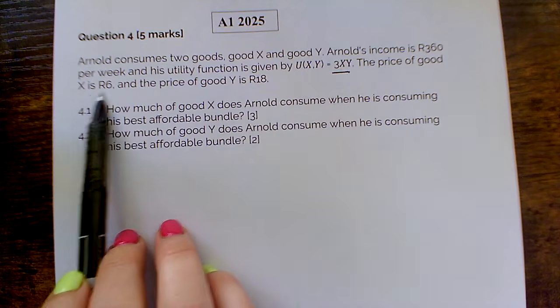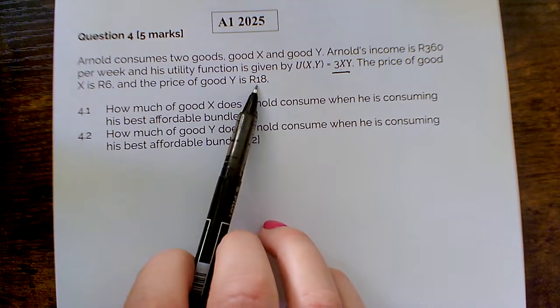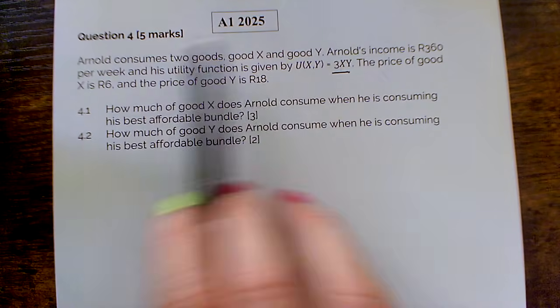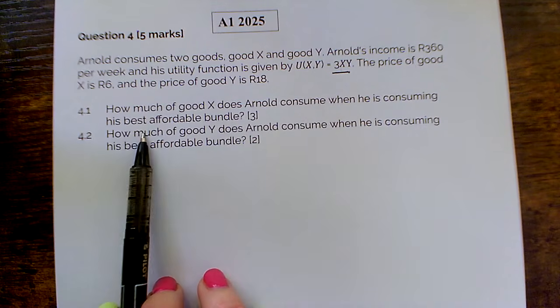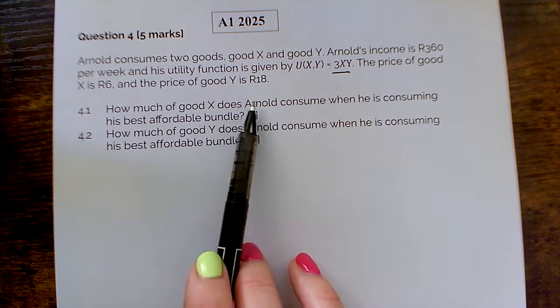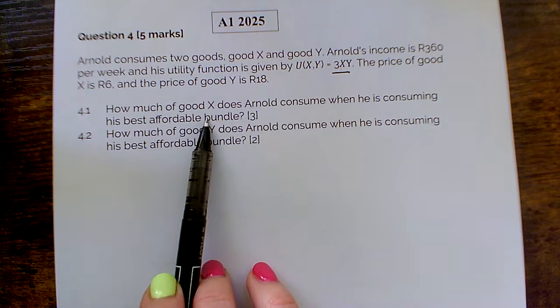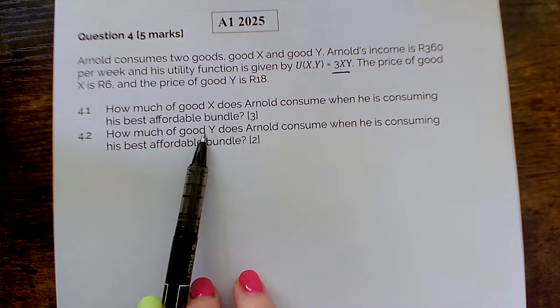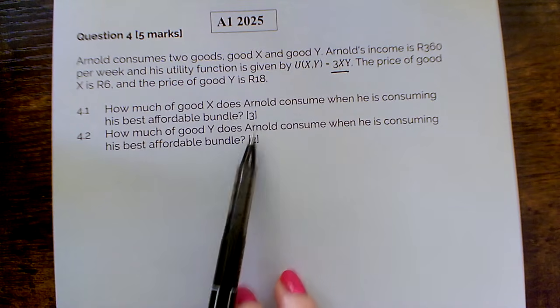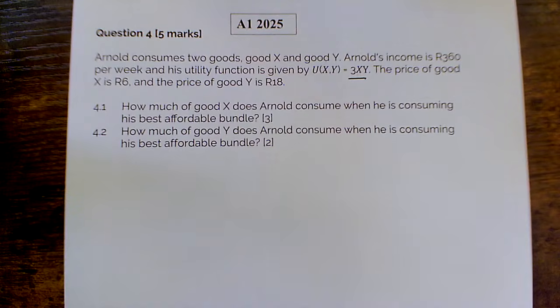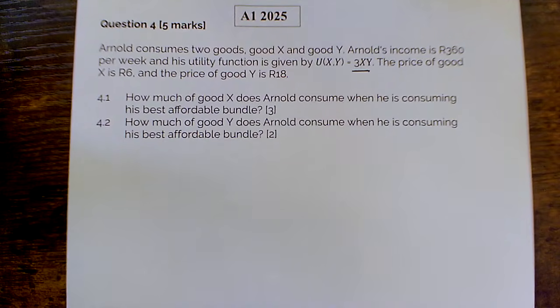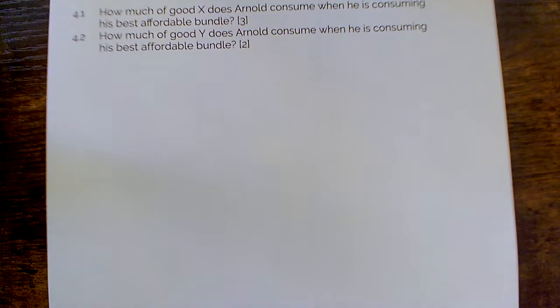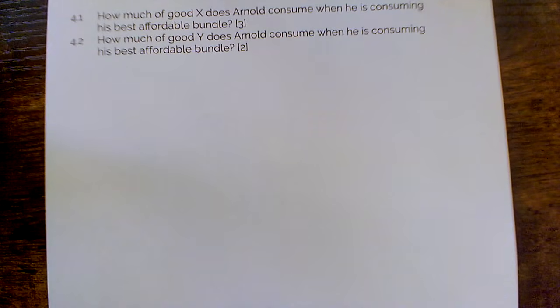The price of good X is Rand 6 and the price of good Y is Rand 18. So now we have all the information we need to solve for how much of good X does Arnold consume at his best affordable point, and how much of good Y does he consume at his best affordable point. Now these two have been broken up into two separate questions, but you can actually solve for them all at once. So I always go straight for this method because it makes the most sense intuitively.